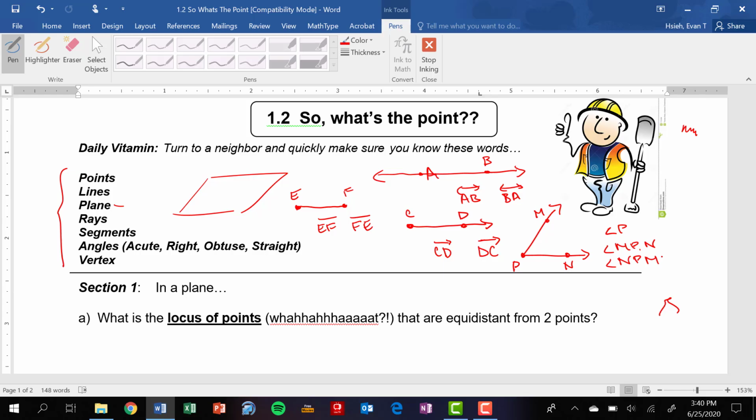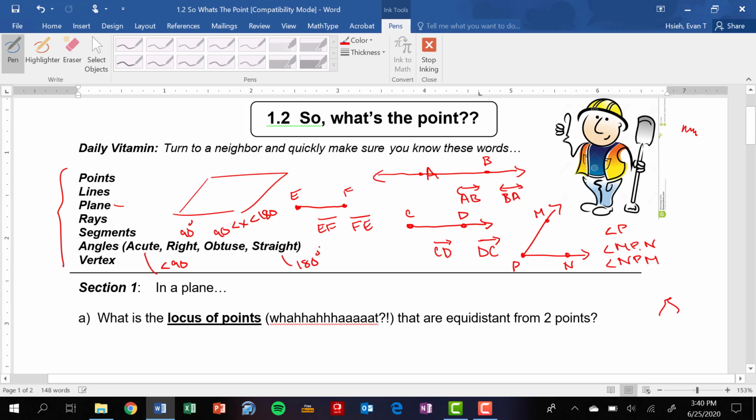An acute angle is smaller than 90. A right angle is 90 degrees. Obtuse is between 90 and 180, less than 180. And a straight angle, of course, is 180 degrees. And this would be the vertex of the angle there.